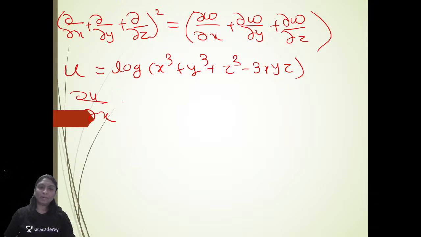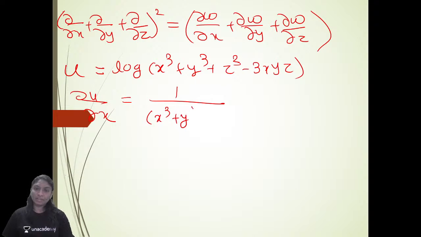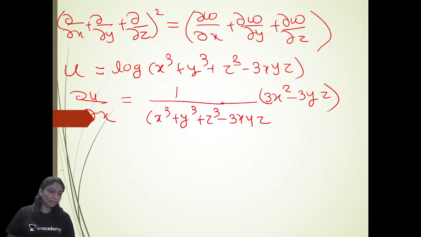Now ∂u/∂x is equal to 1 upon x cube plus y cube plus z cube minus 3xyz into ∂/∂x of the expression. Here x cube plus y cube plus z cube, differentiating partially with respect to x, gives 3x square, minus 3yz. Okay, this is your ∂u/∂x.